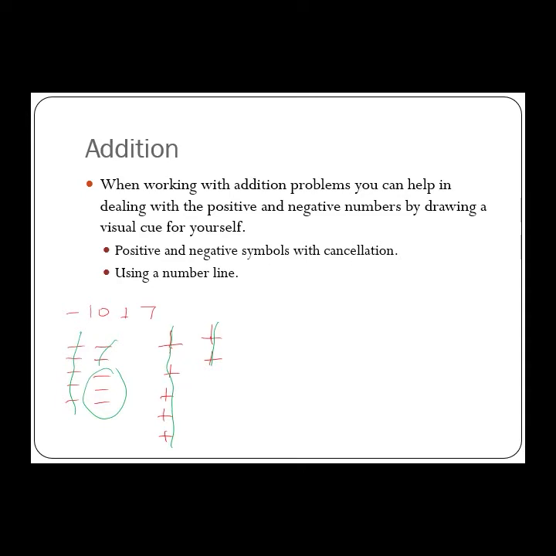We can see a different one, negative 3 plus negative 2 on a number line. We're starting off at 0, and negative 3 says go back 3 steps. So negative 1, negative 2, negative 3. And then take 2 more steps back, negative 4, negative 5. And so I end up at negative 5. So negative 3 plus negative 2 is negative 5.